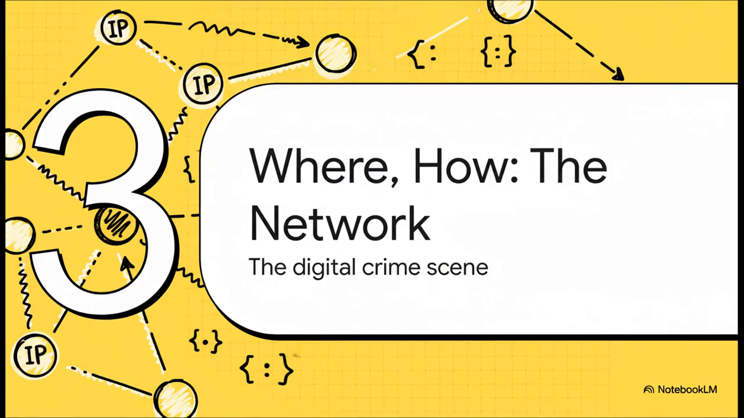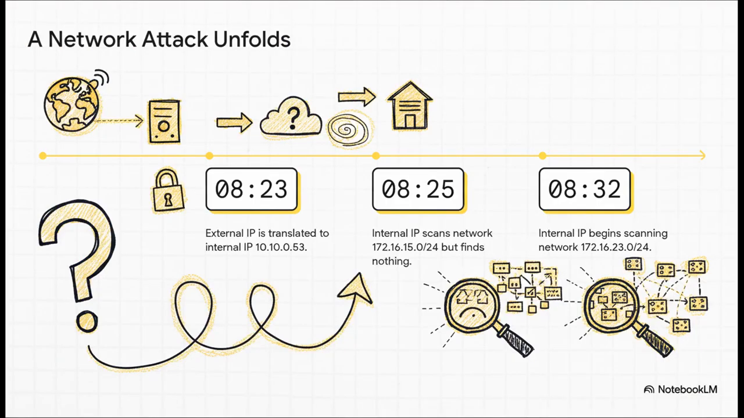Now, that was a pretty clear-cut example. But what happens when the clues aren't people or servers, but just a stream of raw network data? Let's see how that looks. Okay, imagine being faced with this. It's a timeline of cryptic IP addresses and network scans. It's confusing, right? It's just a jumble of numbers.